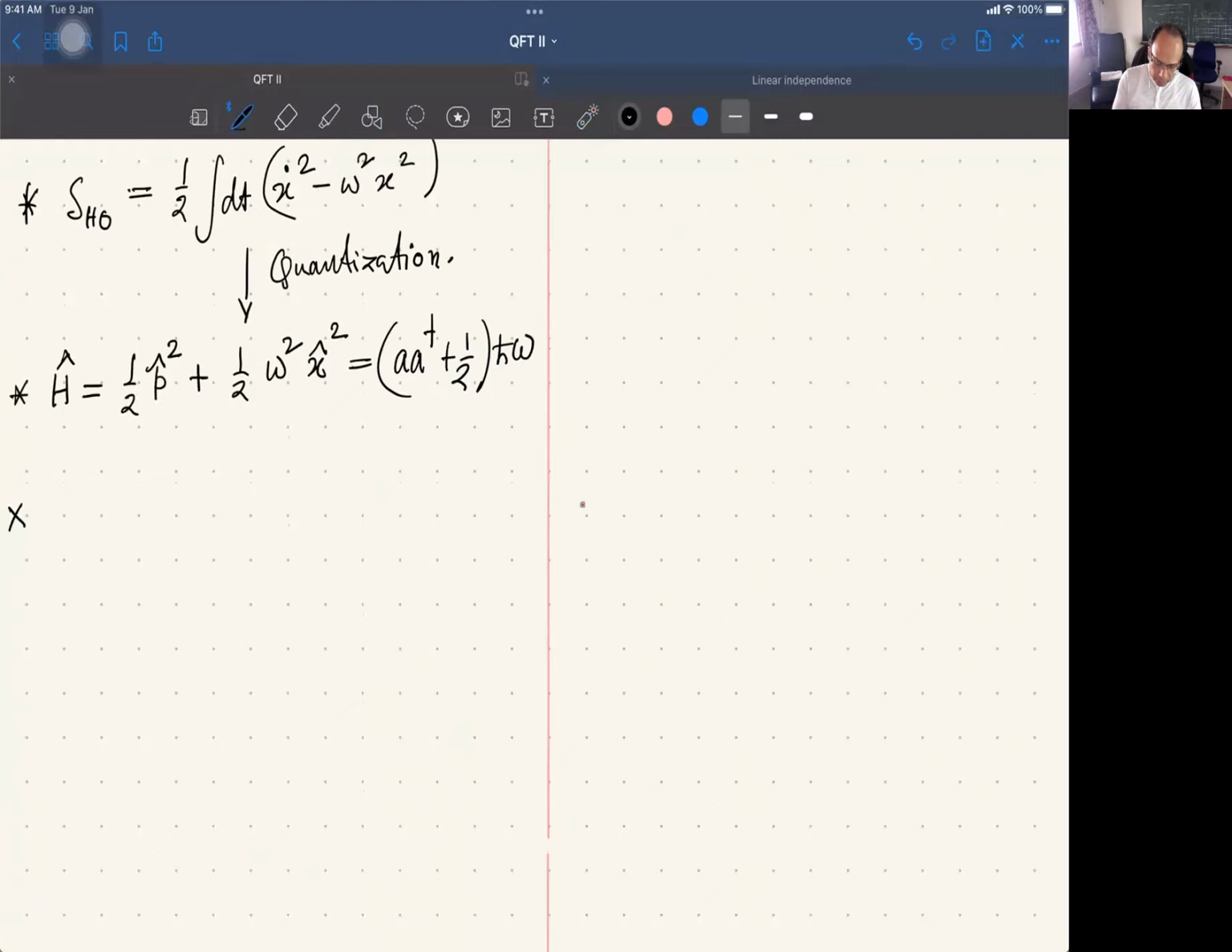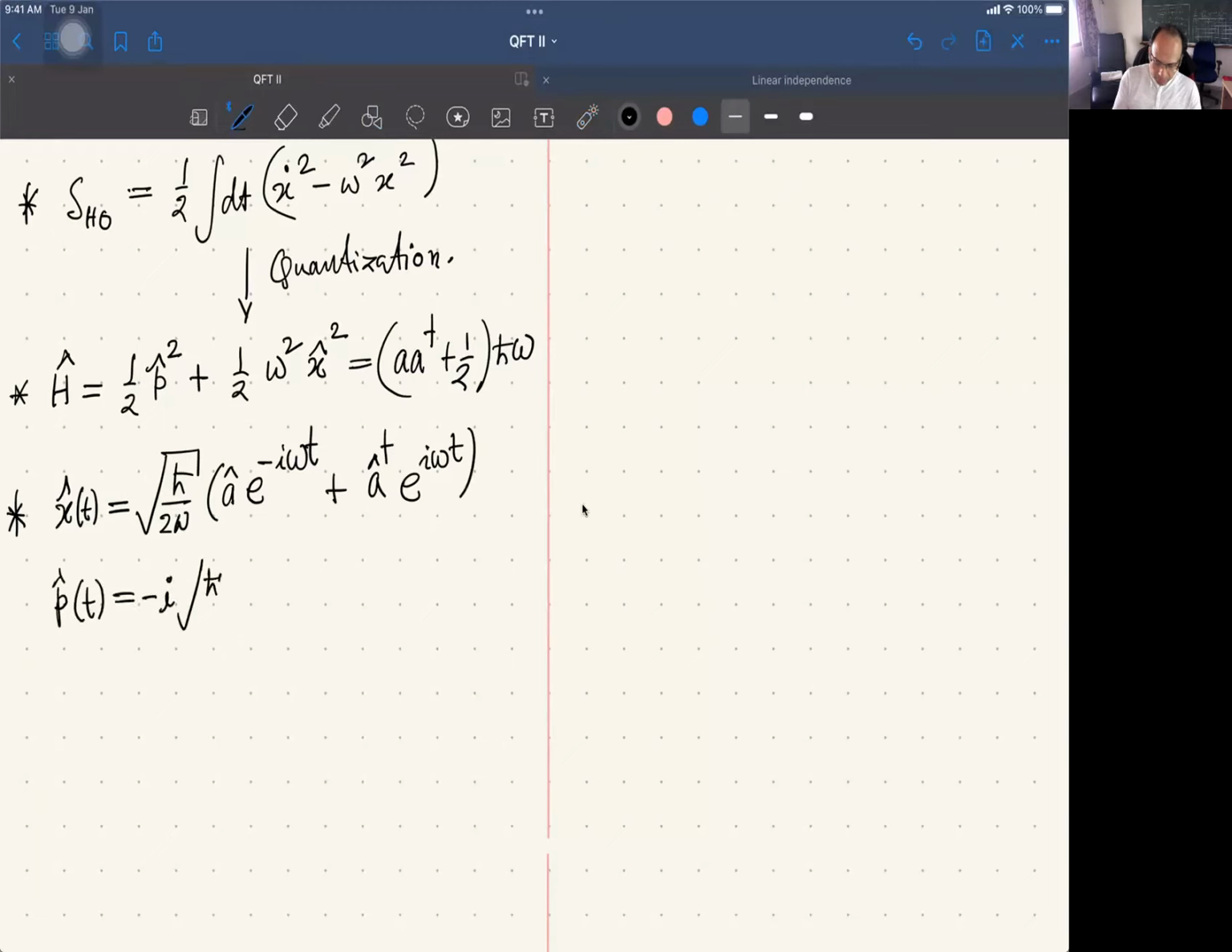where the relation between the x and p operator and a, a dagger operator are as follows: x hat of t is root over h bar over 2 omega times (a hat e to the minus i omega t plus a hat dagger e to the plus i omega t), and p hat of t is equal to minus i root over of h bar omega over 2 times (a hat e to the minus i omega t minus a hat dagger e to the plus i omega t).